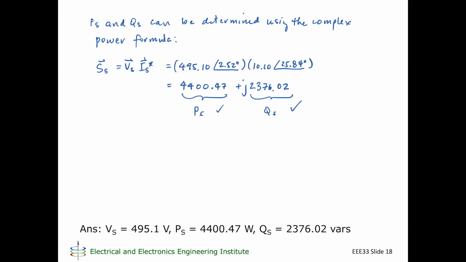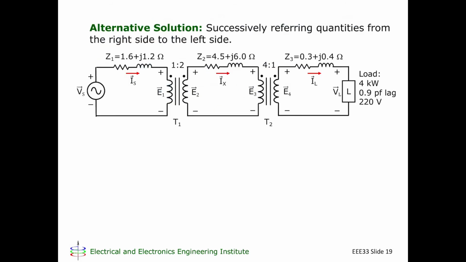Okay, is that the only way to solve the problem? No, there are many ways to solve this problem. I will offer an alternative solution. And this alternative solution involves successively referring quantities from the right side to the left side. So the first thing I'm going to do is refer the load and Z3 from the secondary of T2 to the primary of T2.